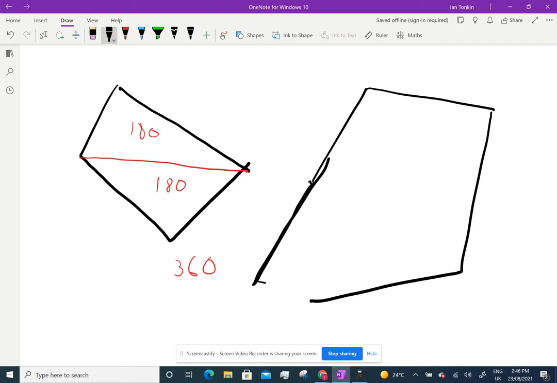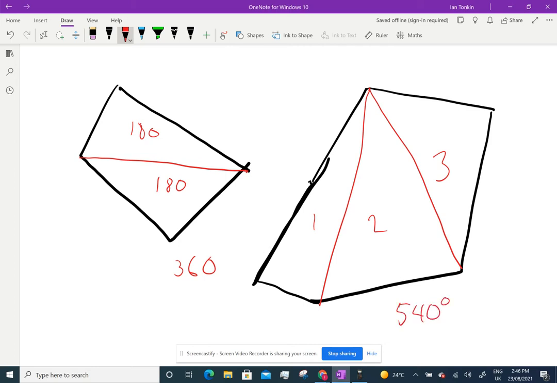Make that a bit bigger. There's a pentagon, and I can bust that pentagon into 1, 2, 3 triangles. So it's going to be 3 times 180. All right, so another 180 plus 360 is 540. So this will be 540 degrees, the angles inside.